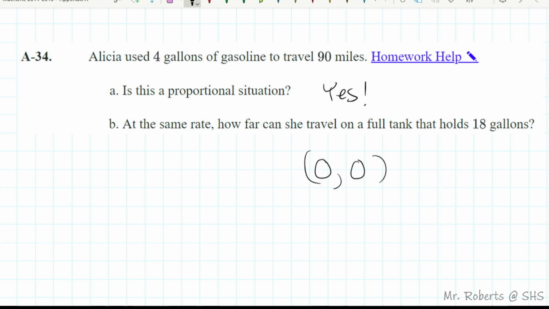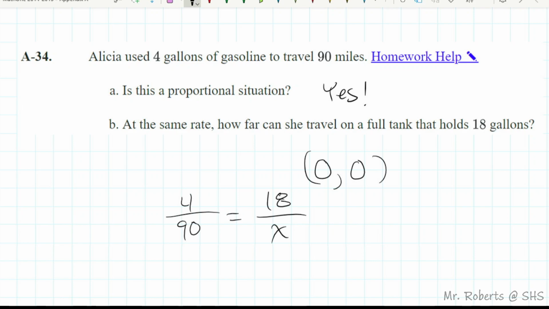Now that I've got that, right, at this same rate, how far can she travel on a full tank that holds 18 gallons? Okay, so let's see here. 4 gallons will get me 90 miles, but now I've got a full tank, 18 gallons. How many miles would that get me? This is a proportional.